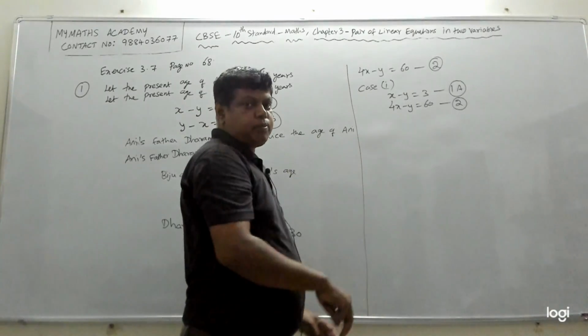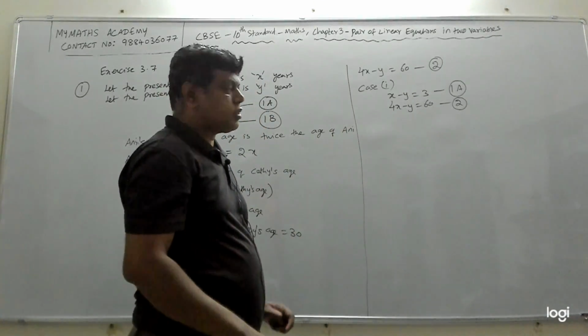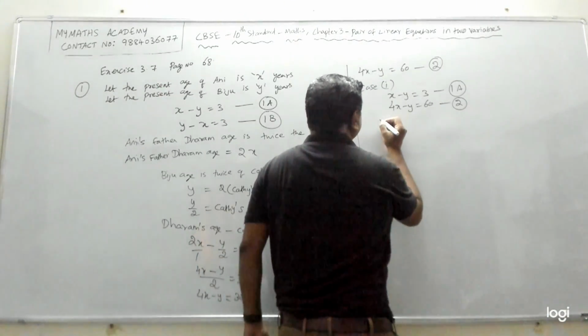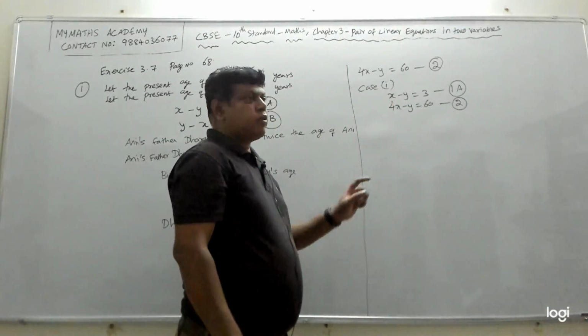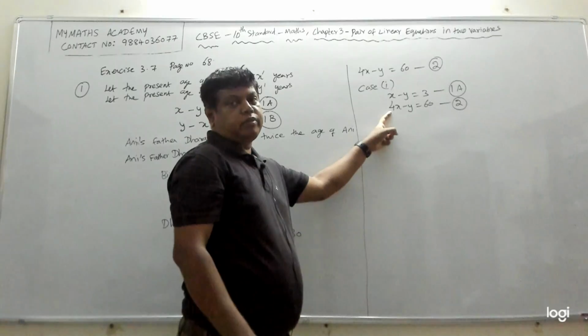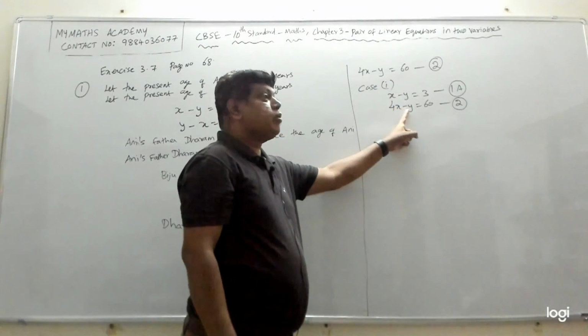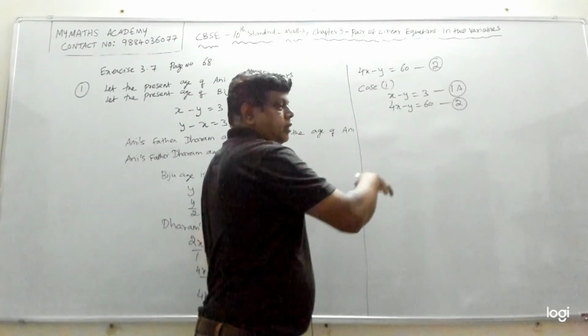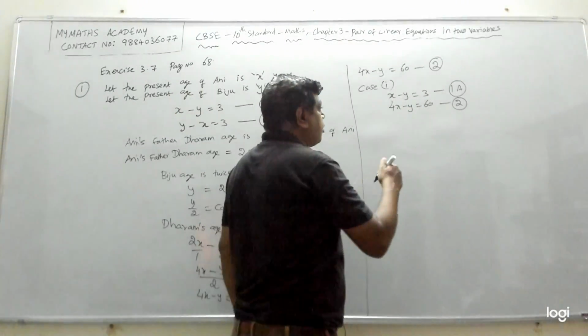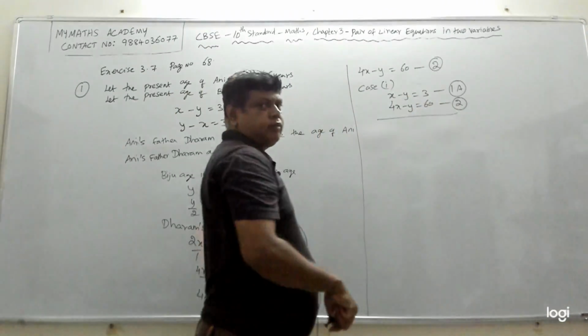So we can solve by any method. We will go by elimination method. That is the easiest method. So elimination method, what do we do? We have to check whether the coefficient of x is same or coefficient of y is same. Coefficient of x is not same, this is 1, this is 4. But coefficient of y is minus 1, both are same. So which means we don't have to multiply the equations by any number, we can directly add or subtract. Now here we will add or subtract.